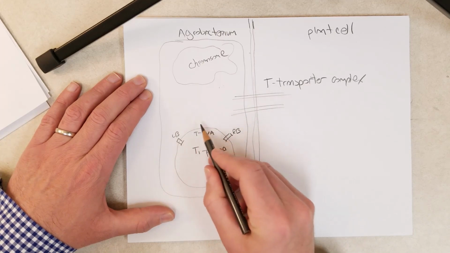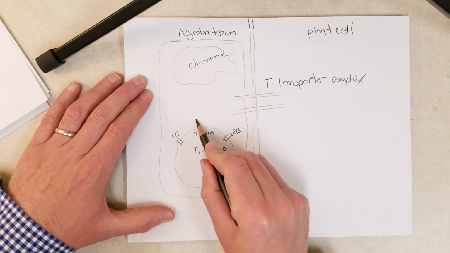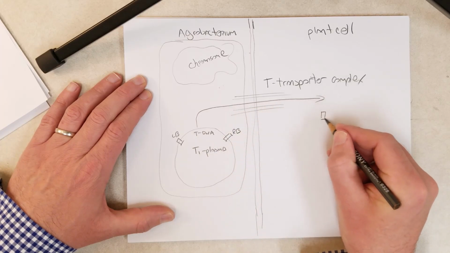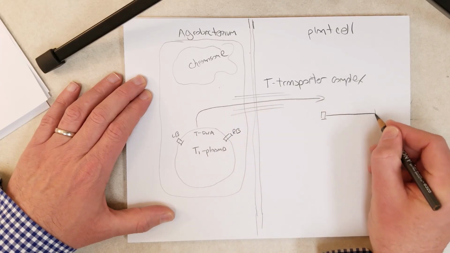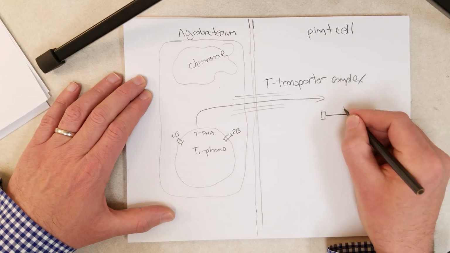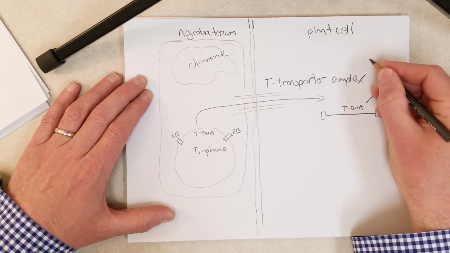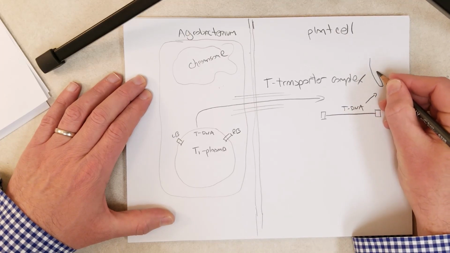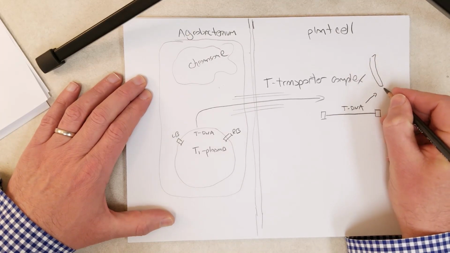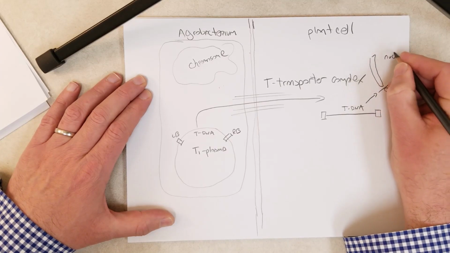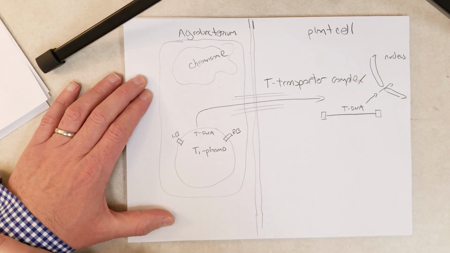So one strand, not both strands, one strand is transferred through the T transporter complex into the plant cell, and then it's imported into the nucleus. Let's say this is the nucleus, and it is integrated into the plant genome.